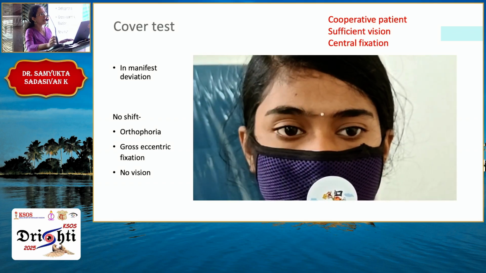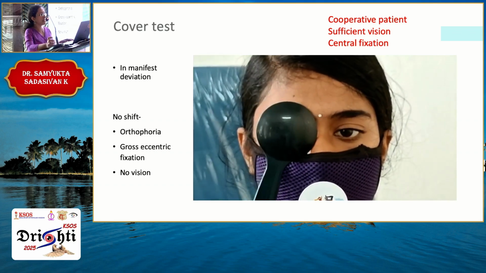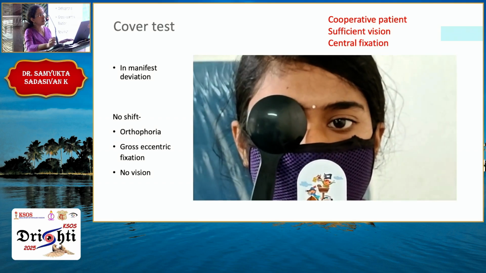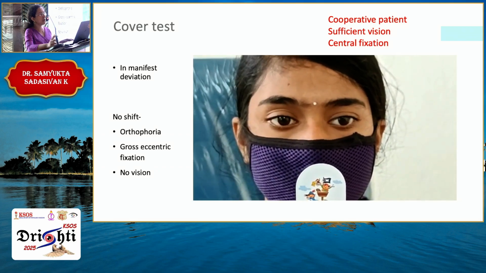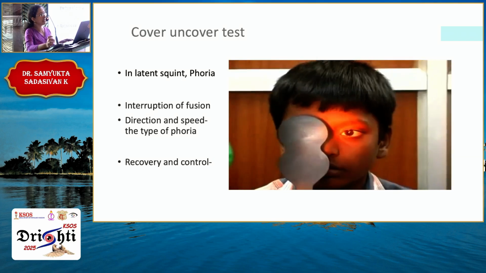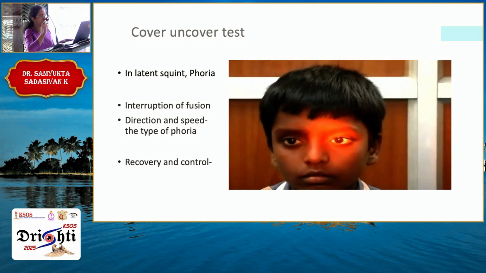So cover test requires a cooperative patient with sufficient vision and central fixation. In manifest deviation, you do a direct cover test, occlude one eye, observe the refixation shift of the other eye. If you don't get any shift, think of orthophoria, gross eccentric fixation, or maybe the patient has no vision at all. Cover-uncover test becomes important in latent squint, phoria.